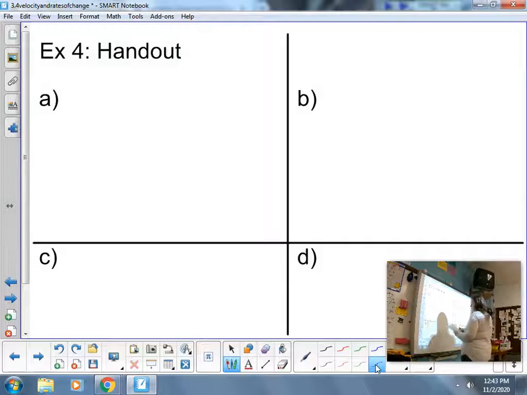So your situation here: a dynamite blast propels a heavy rock straight up with a launch velocity of 160 feet per second. It reaches a height of s equals 160t minus 16t squared feet after t seconds. So the first question, part A, is: how high did the rock go?